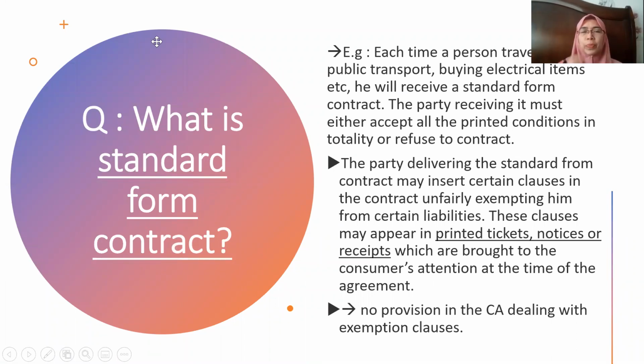Okay, what is standard form contract? So for example, each time we travel on public transport, or if you buy an electrical item, the customer will receive a standard form contract. So the party receiving it must either accept all the printed conditions in totality or refuse to contract. It's either you use the public transport with the ticket printed with an exemption clause, or you don't use the transport at all. Here we cannot really negotiate. That's why it is called standard form contract. You cannot negotiate. You cannot say, I don't agree with this term or that term.